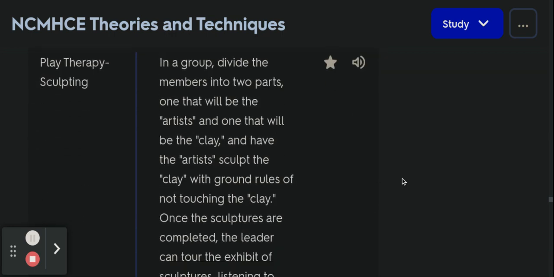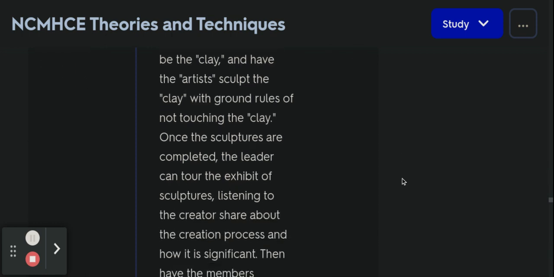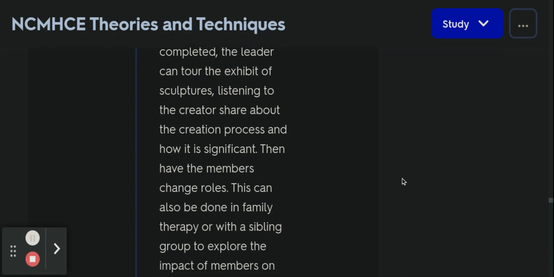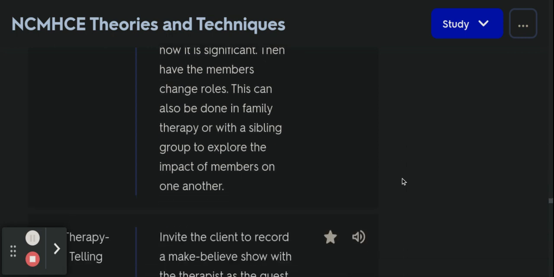Play therapy, sculpting. In a group, divide the members into two parts, one that will be the artist and one that will be the clay, and have the artist sculpt the clay, with ground rules of not touching the clay. Once the sculptures are completed, the leader can tour the exhibit of sculptures, listening to the creator share about the creation process and how it is significant. Then have the members change roles. This can also be done in family therapy with the sibling group to explore the impact of members on one another.